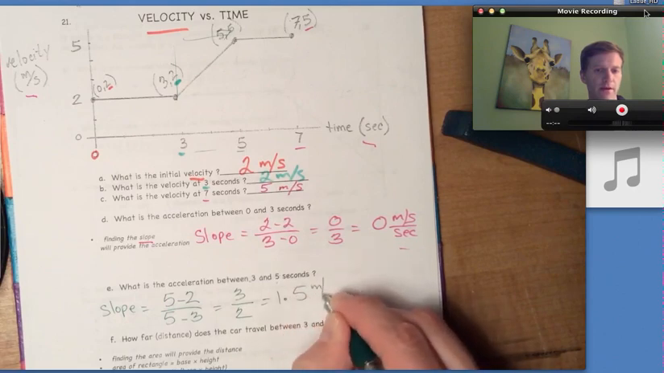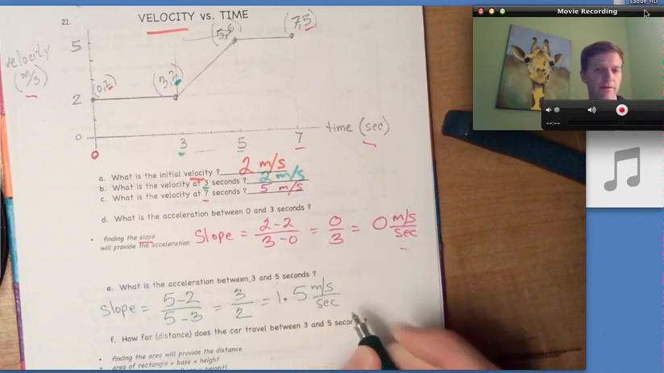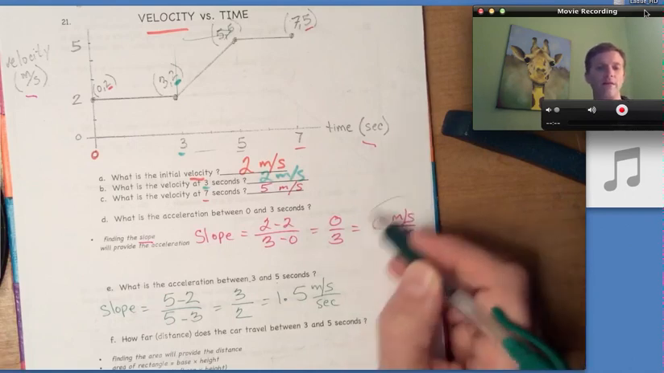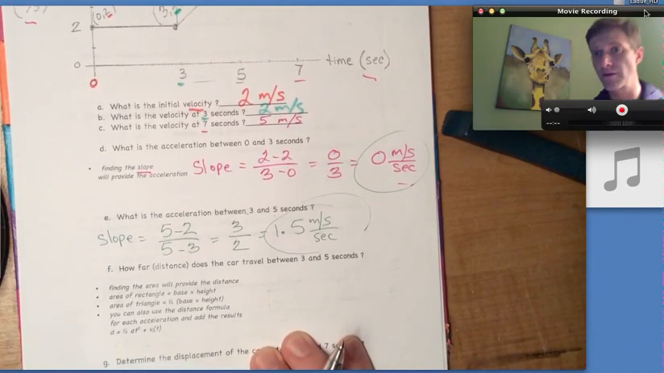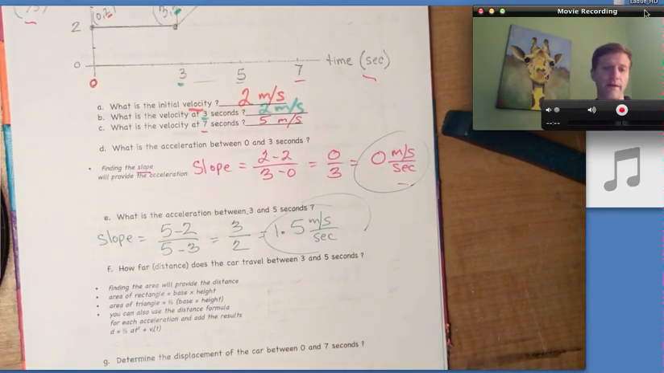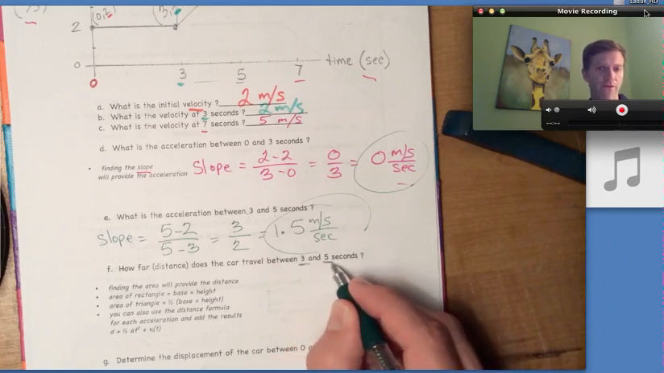And once again, that was meters per second every second. It's the rate that your velocity is changing. It's a rate of a rate. That's one of the hardest things, really. A rate of a rate is tricky. Okay. How far do they go?